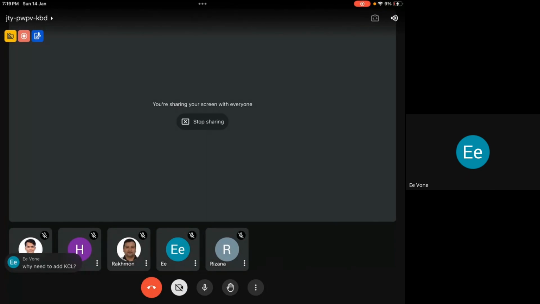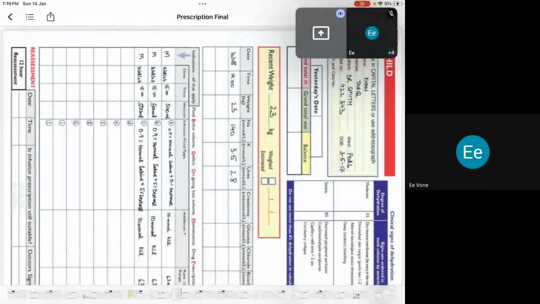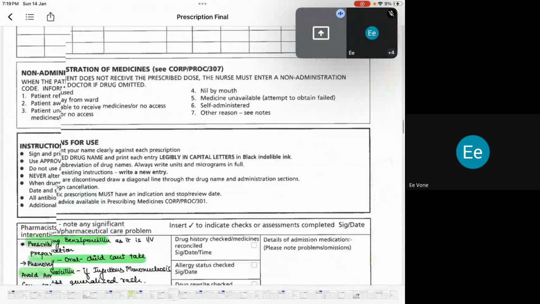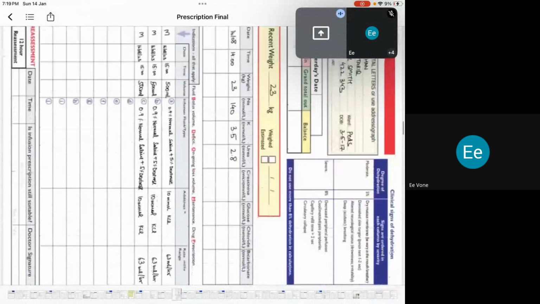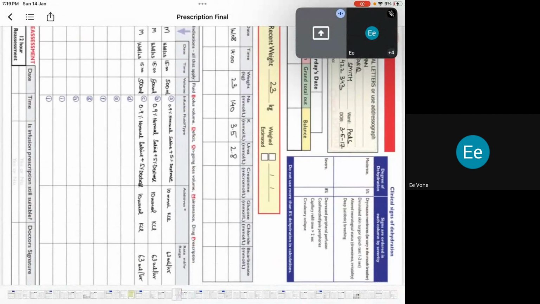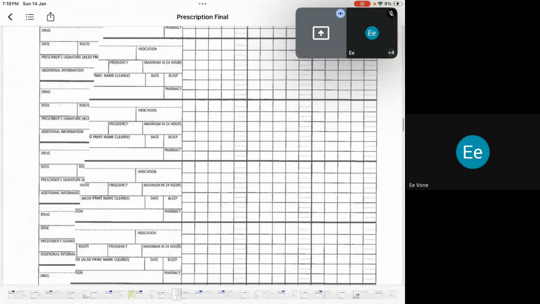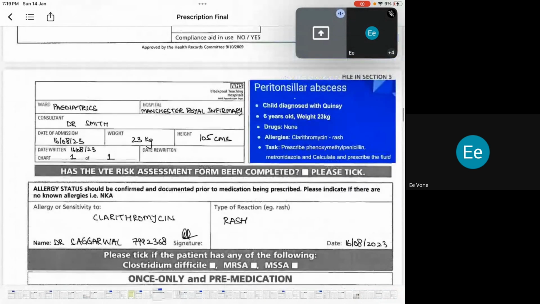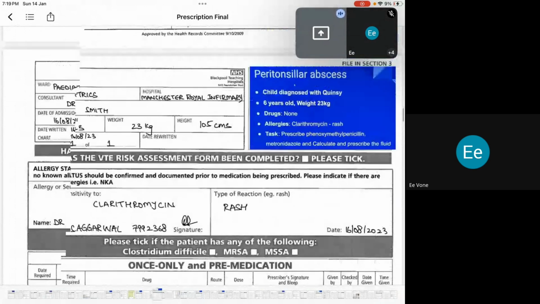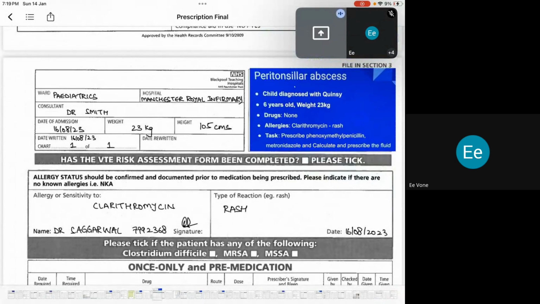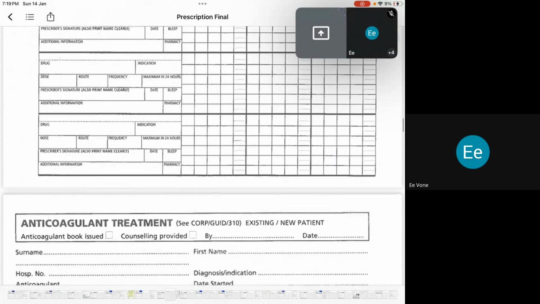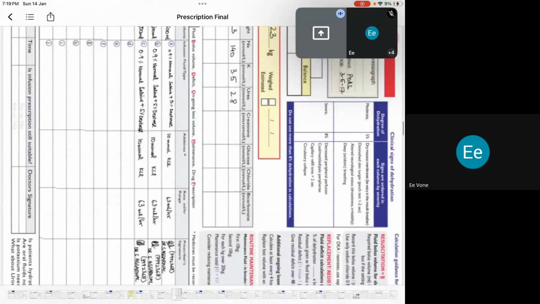Okay, why do we need to add potassium chloride? Because the case is for peritonsillar abscess, and potassium chloride is very important. And there's one more thing. If you see in the question, the amount of potassium is less. So the patient is already hypokalemic. Okay. It's not given here, but there it will be given that the patient is hypokalemic. Okay. So for that reason, we need to add potassium chloride.